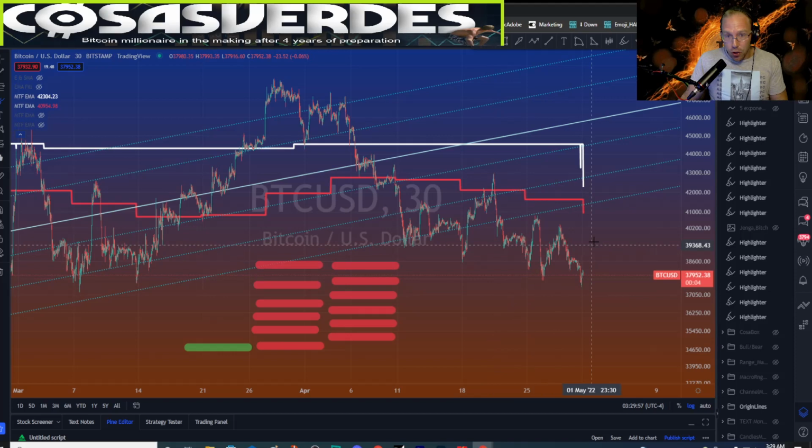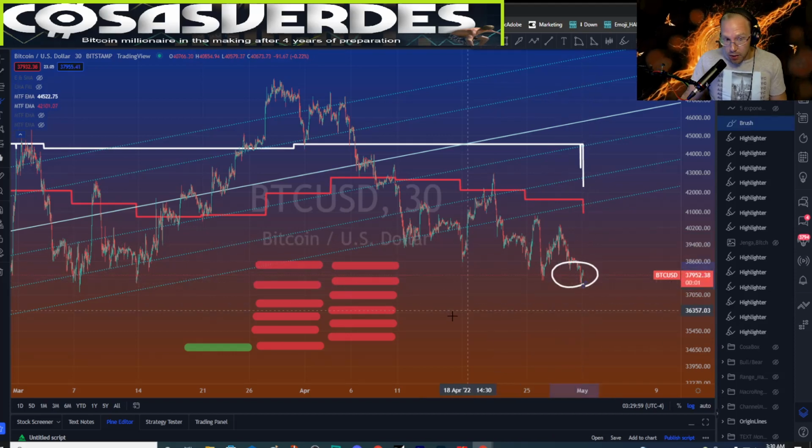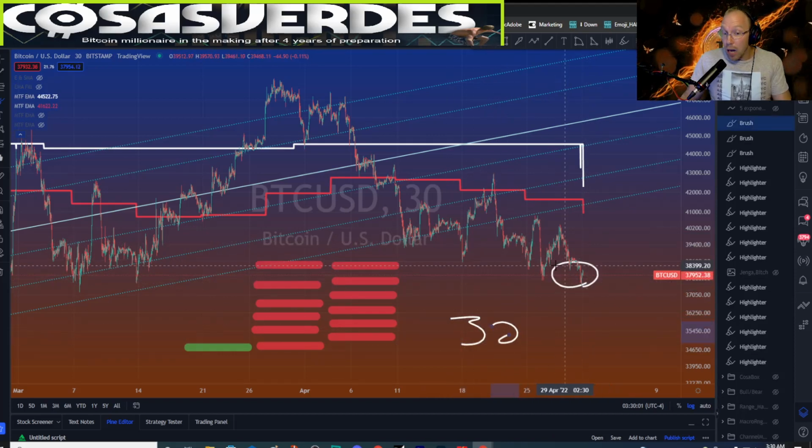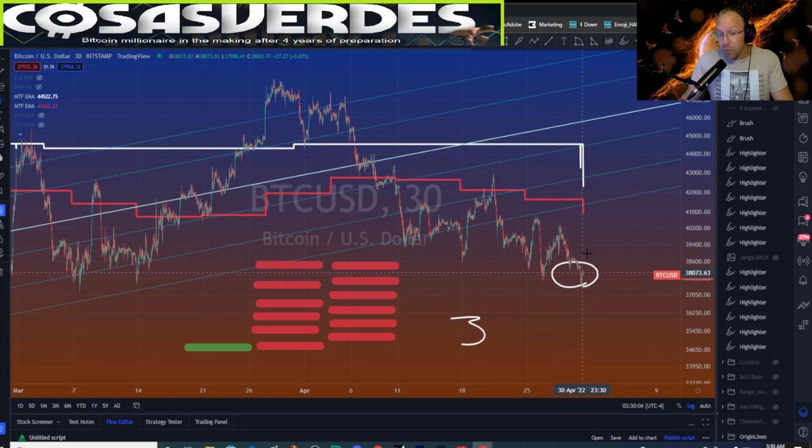You don't get another green Lego until this price, and again, I'm on the 30-minute chart. And it would look similar on the 5-minute chart too. Very, very similar rules.